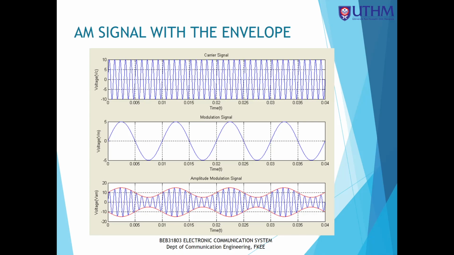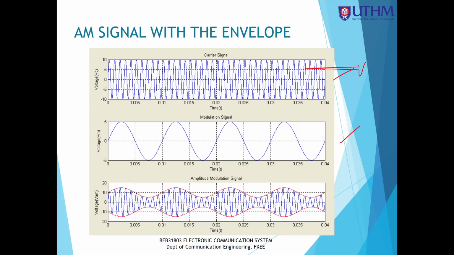So what happened is that it looks like this. The first one is the carrier signal. You see that in the carrier signal, the ripples are very close to one another. Dia punya bentuk gelombang itu rapat-rapat. So if the ripples are very close to each other, that means it is a higher frequency compared to this one. This one is the input signal, which is also a sine function.